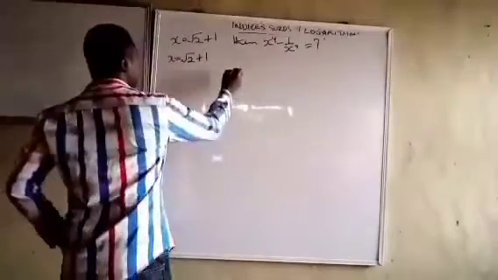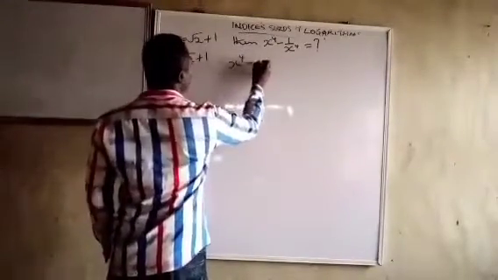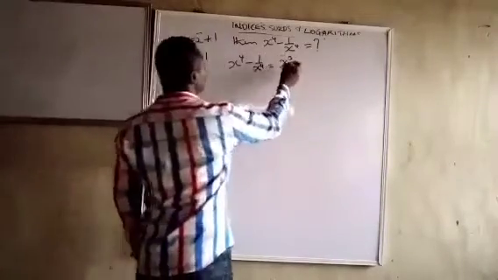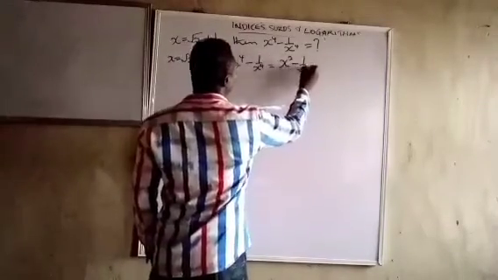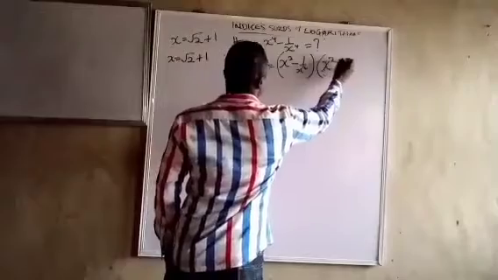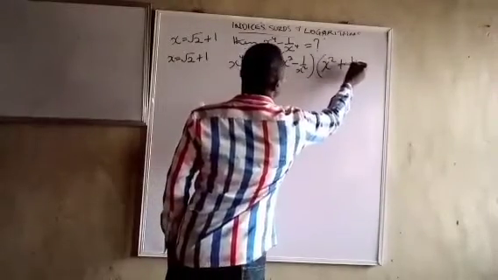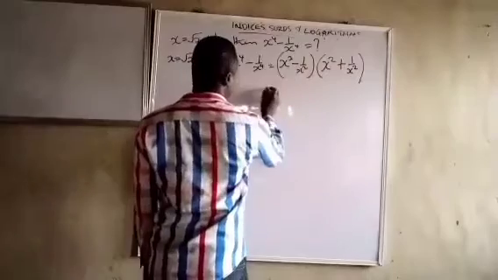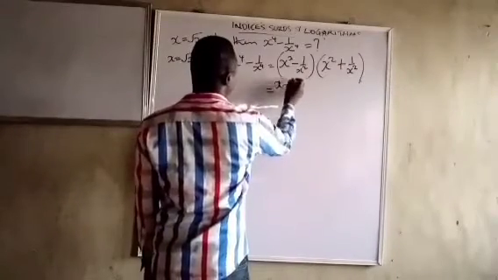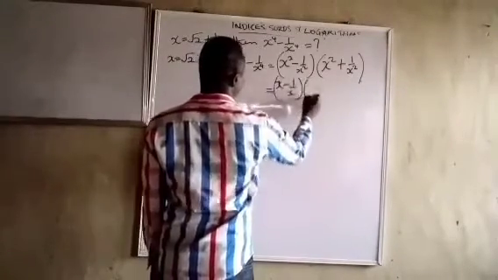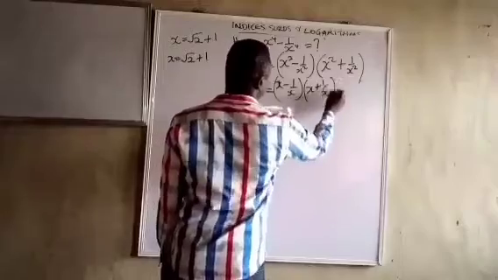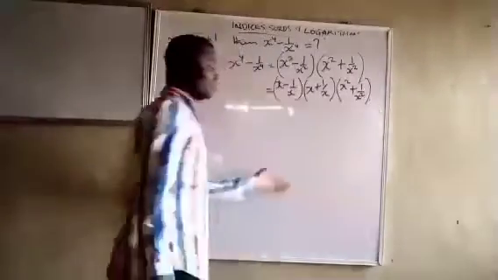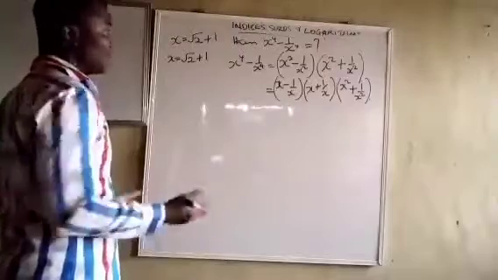Another way to look at this, you say x raised to the power 4 minus 1 over x raised to the power 4 is equal to x raised to the power 2 minus 1 over x raised to the power 2 into x raised to the power 2 plus 1 over x raised to the power 2. You can do it that way, and you can still break this one further. This one is equal to x minus 1 over x into x plus 1 over x into x squared plus 1 over x squared.